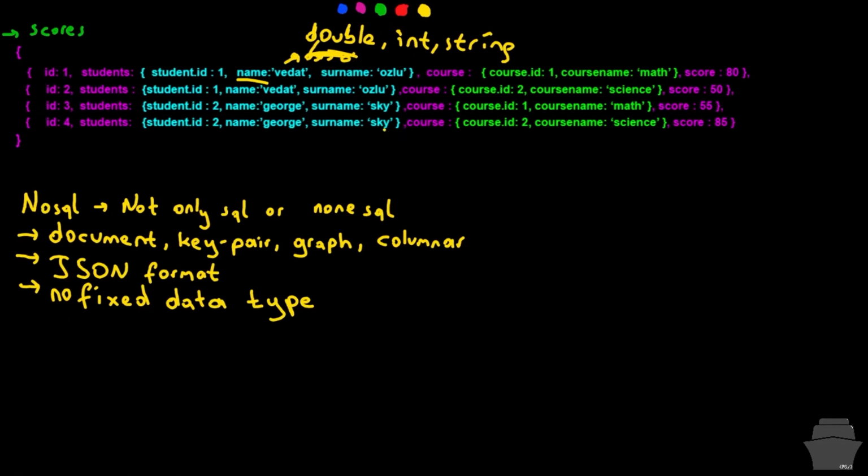So another good thing about NoSQL, for example, I can add a new field into this row, let's say city and Konya. It doesn't matter if the other rows have this field or not. It provides flexibility.